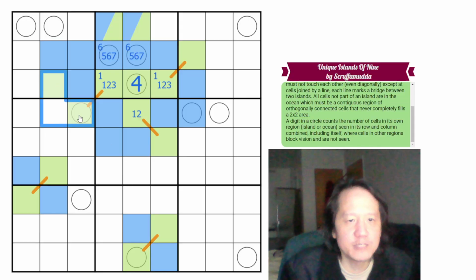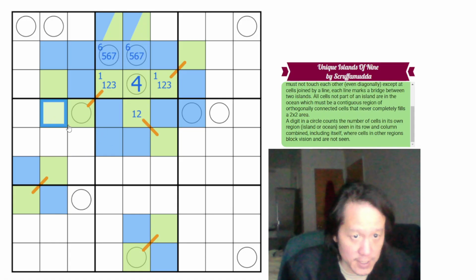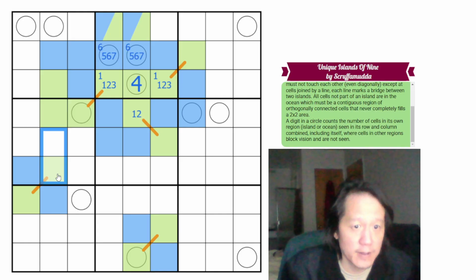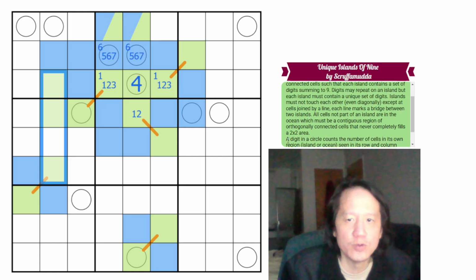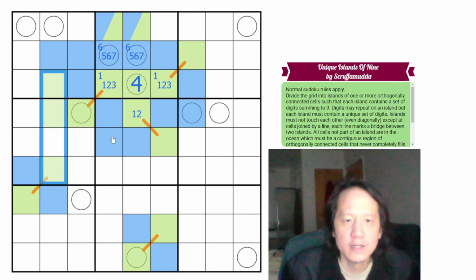Now, this must be connected to this island cell because otherwise it would have a bridge. So therefore, this is an island cell. But if we connect this island to this cell, that would mean 4 unique digits, which would add up to, at minimum, 10. And therefore, that's not allowed. So this has to be a separate island from this.